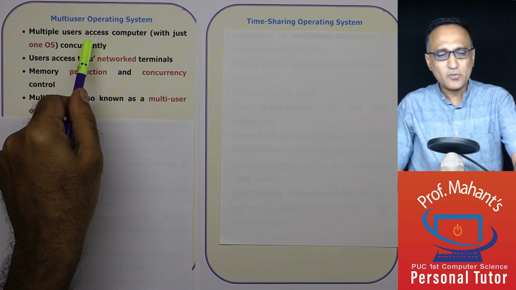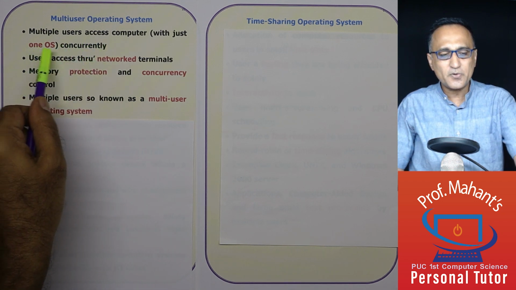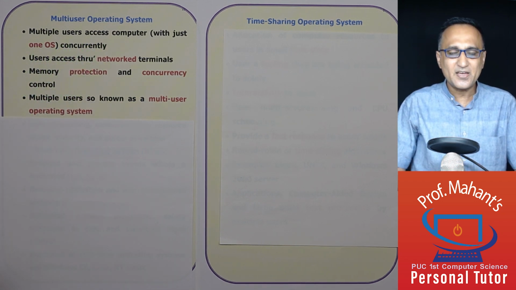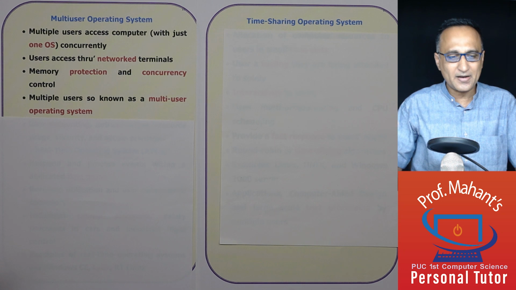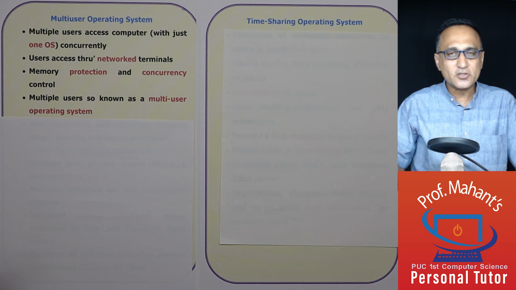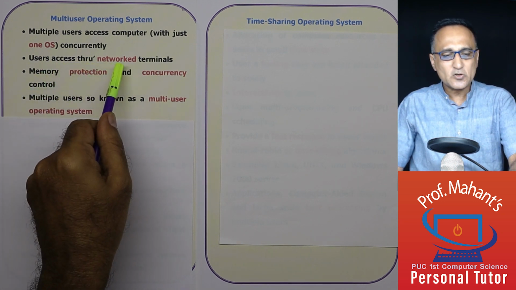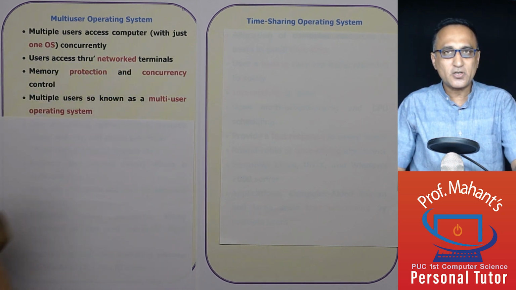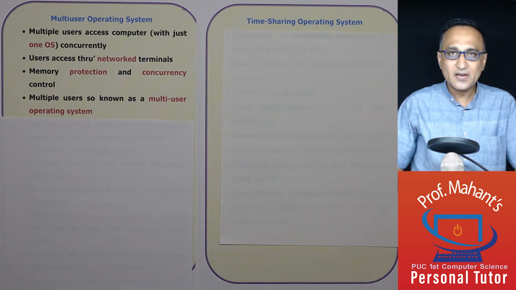So on a single computer, just a single copy of the operating system is running, which allows all the users to work on the same processor and operating system in parallel. The advantage of a multi-user operating system is it ensures that all the costly hardware devices are used effectively and efficiently. Now, when users connect to this computer through networking technology or terminals which are networked, there are various challenges to be handled.